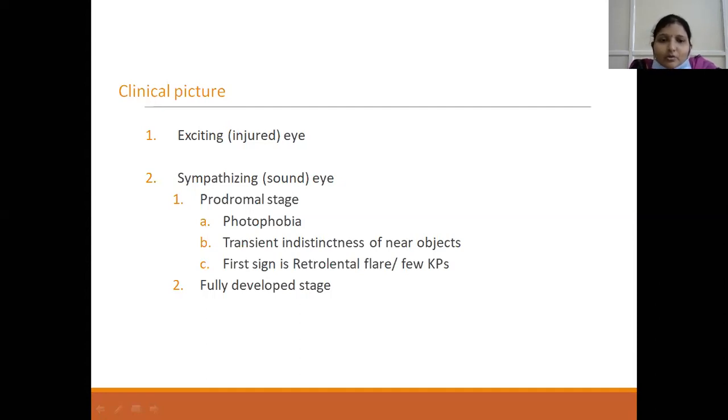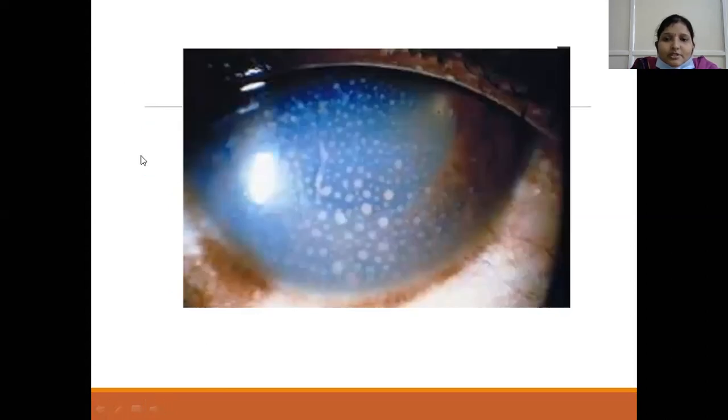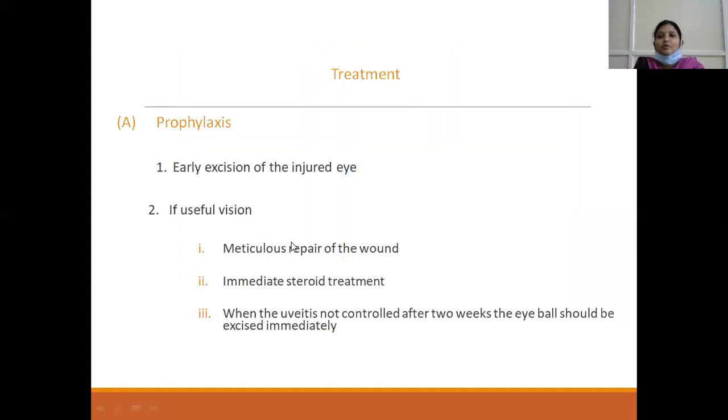So how do you proceed with the management? So this is a picture showing. What do you see in this picture? You have already seen this picture. So these are keratic precipitates. These are all white, fluffy, lardaceous keratic precipitates. So these are called mutton fat keratic precipitates, and they are seen in granulomatous uveitis. So how do you treat a case of sympathetic ophthalmitis?